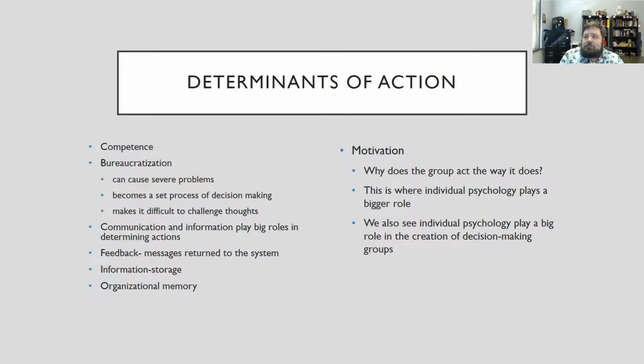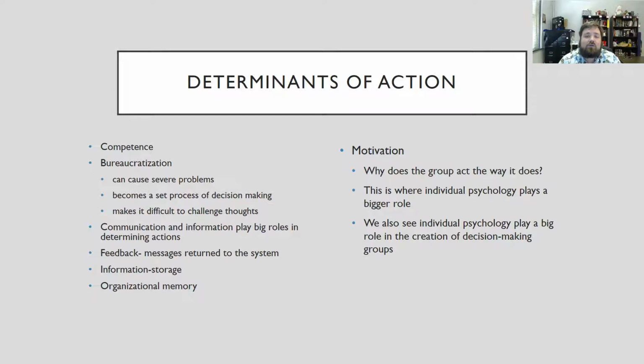So what goes into actually determining actions? Well, one of the most important things is how competent your decision makers are. If you put the best people that are really competent at making decisions in place, you're going to get better actions and better outcomes. Bureaucratizing the system, on the other hand, can cause some severe problems. If you have a set process for making decisions, this can really skew the way that your decisions get made and end up leading to difficult outcomes.